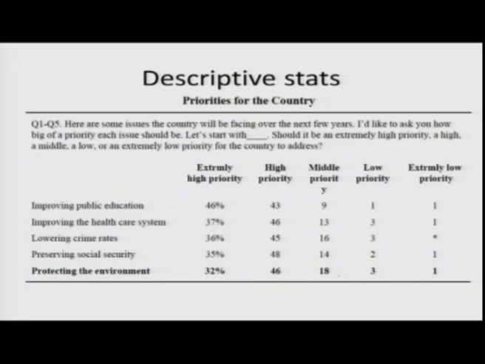So, if you look at this table, improving public education, improving the healthcare system, lowering crime rates, preserving social security, protecting the environment. So, this has been made bold because this was the focus area. 5 point scales, extremely high priority, middle priority, extremely low priority. And then percentage of people who said so. 46%, 43, 9, 1, 1, 37%, 46, 13, 3, 1, 36%, 45, 16, 3, null, 35%, 48, 14, 2, 1, 32%, 46, 18, 3, 1. So, this is descriptive stats. It's given in a tabular format.